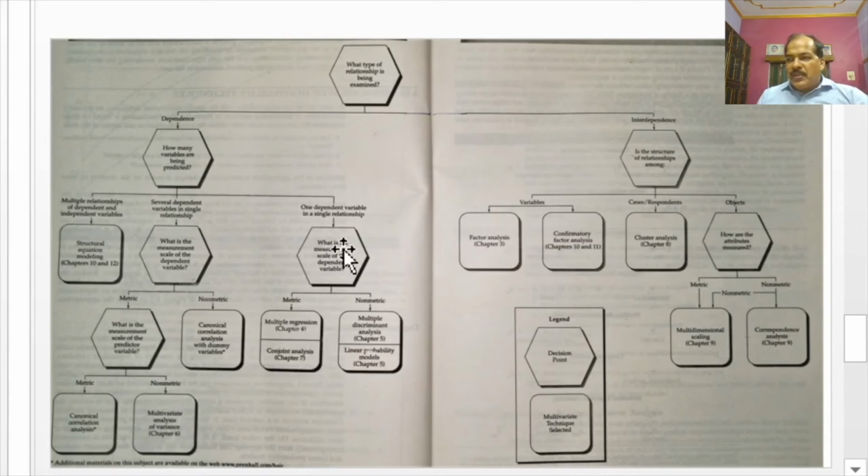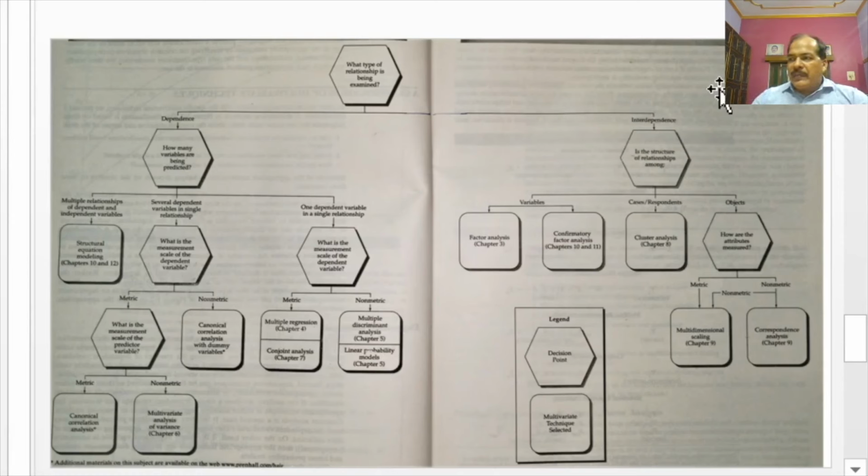Here what we can do is one dependent variable in a single relationship. If we have metric type of data, we can go for multiple regression or conjoint analysis. If we have non-metric type of data, we can go for discriminant analysis and linear probability analysis.